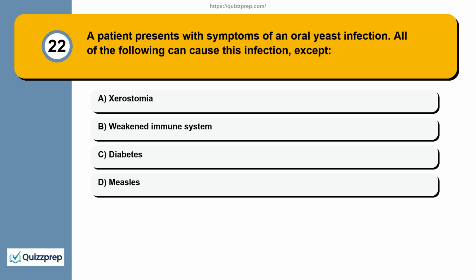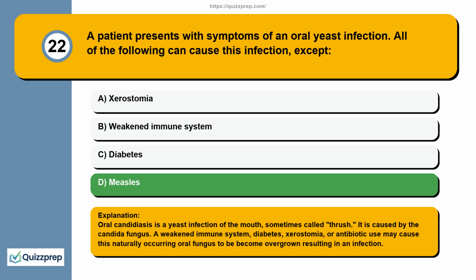Question 22. A patient presents with symptoms of an oral yeast infection. All of the following can cause this infection, except xerostomia, weakened immune system, diabetes, measles. Oral candidiasis is a yeast infection of the mouth, sometimes called thrush. It is caused by the Candida fungus. A weakened immune system, diabetes, xerostomia, or antibiotic use may cause this naturally occurring oral fungus to become overgrown, resulting in an infection.